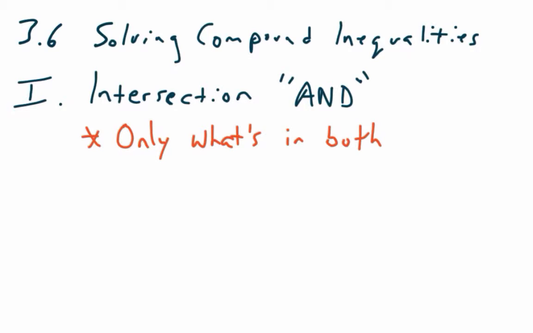So for us now, it's not going to be two roads. It's going to be two different mathematical sentences, two different inequalities, and the intersection is going to be what's in both. So my first example is x is greater than 2 and x is less than or equal to 4. I'm going to take this one here and change the color.